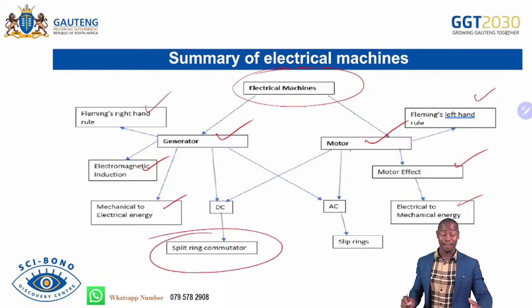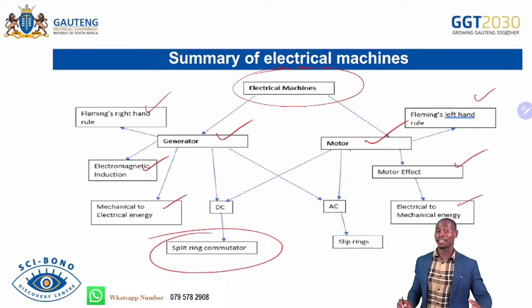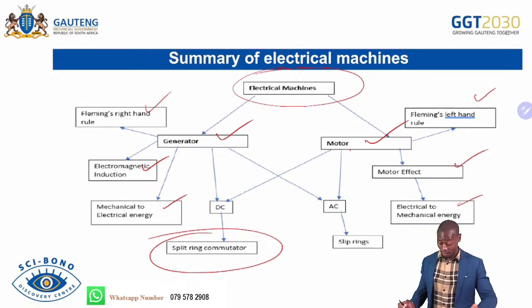Both of them have a split ring commutator, right? But note that the functions are not the same. Although it's a split ring commutator, remember the function of a split ring commutator in a generator is to ensure that the current in the external circuit flows in one direction. What about the split ring commutator in a motor? It is to ensure that the coil rotates in one direction.